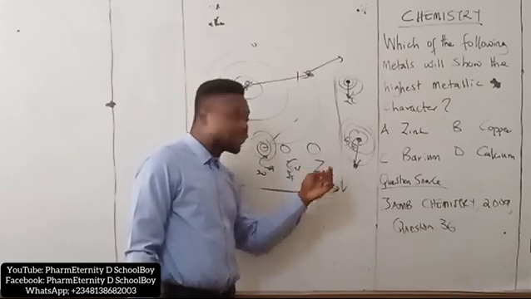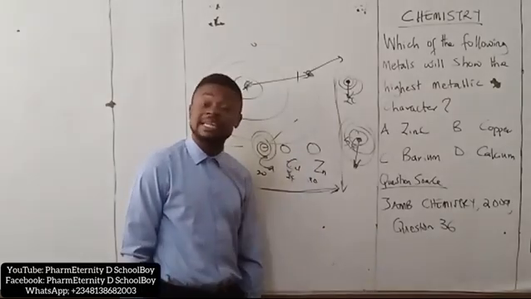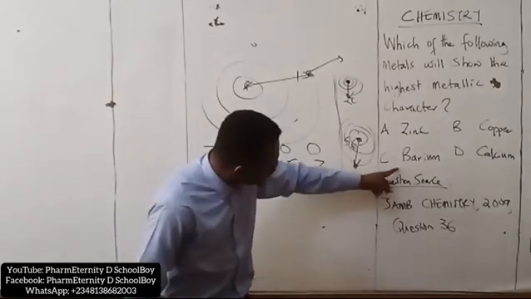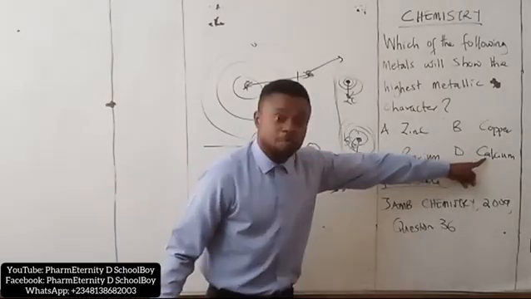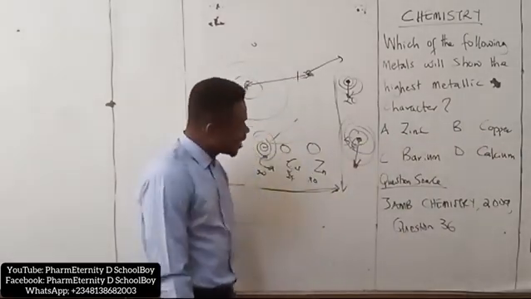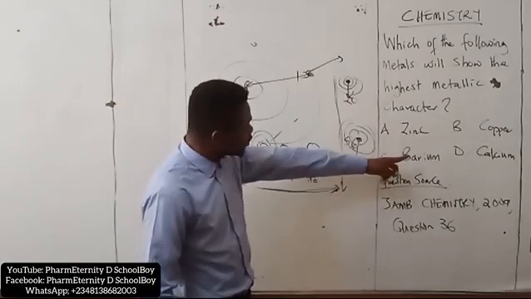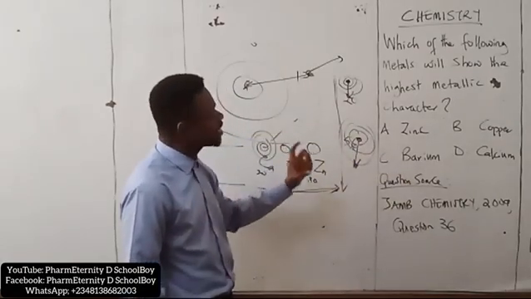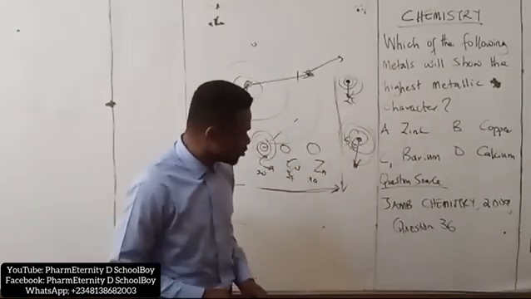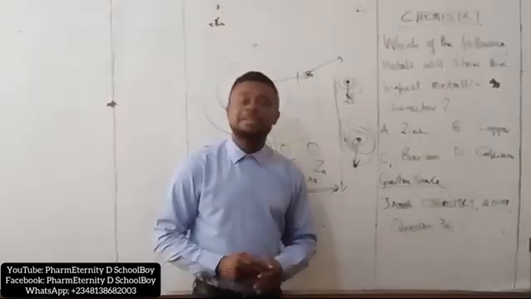What it means is that barium is more metallic than what? Calcium. So barium is more metallic than calcium. So from the options, barium is more metallic than calcium, and calcium is more metallic than zinc and copper. If that is the case, the answer to this question is C, barium. So the metal among these four that will show the highest metallic character is barium. So the answer is what? C. So the answer to JAMB Chemistry 2009 question 36 is C, barium.